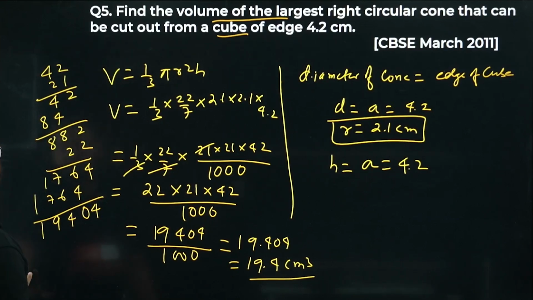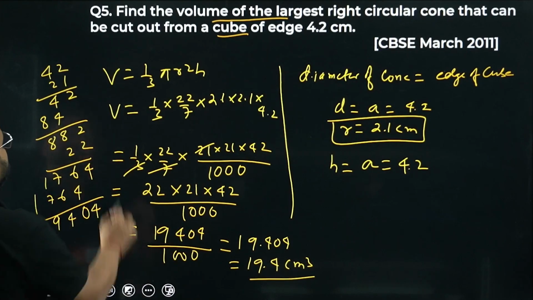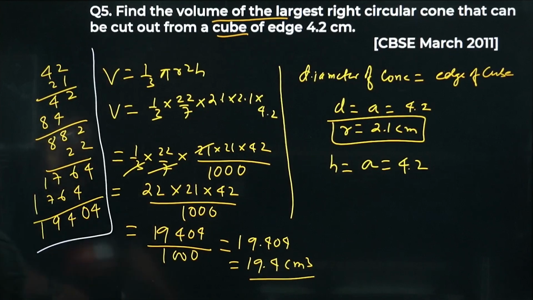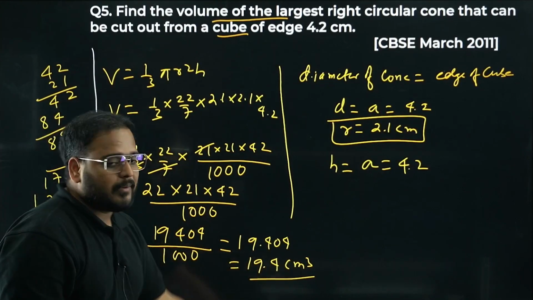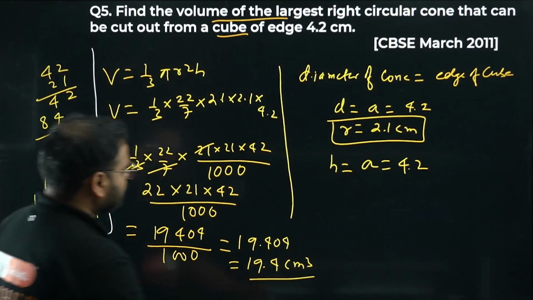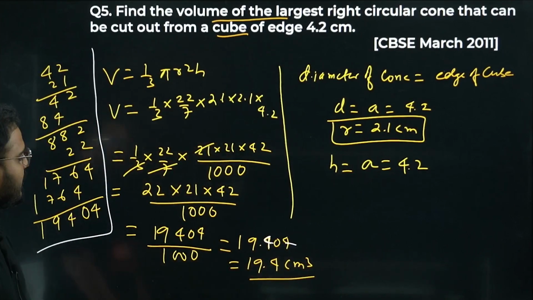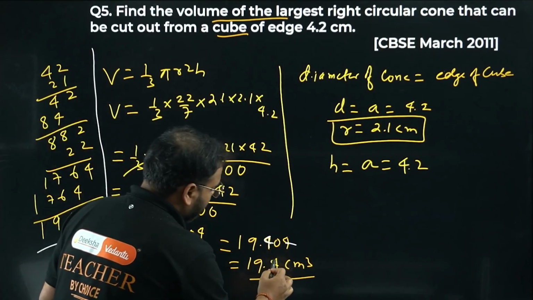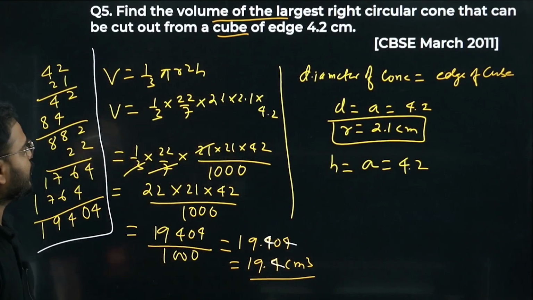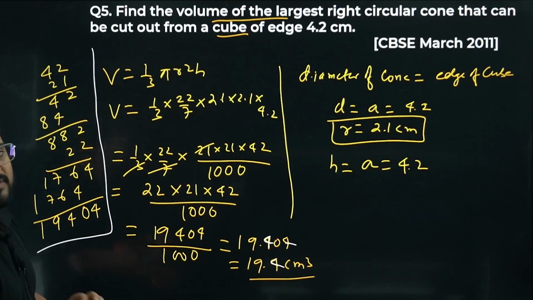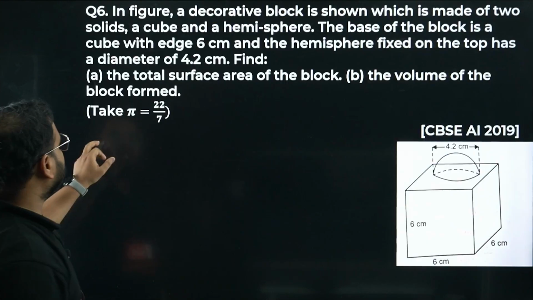Please have a look. This is all rough, bacha. 19.4 centimeter cube can be my answer because it is 404, sir. 404, clear now? I can neglect the 04 part and write it as 19.4 centimeter cube as my final answer. Okay, question number 5 is done. Moving on to question number 6.